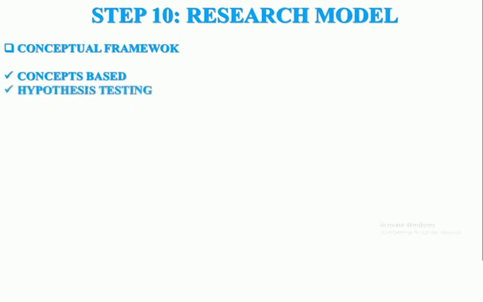Moderator. Next is step 10, research model. There are two types of model. Number one is conceptual framework, which is based on concepts related to your variable. Then it's based on hypothesis testing, and it's based on causal effect relationship.